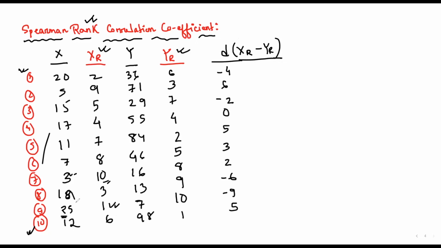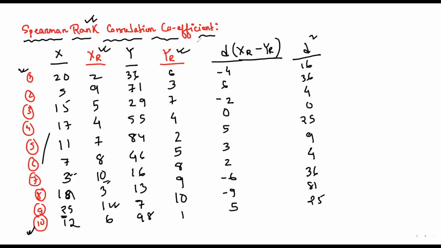Okay. So first we have calculated the ranks. How have we calculated the ranks? The highest value is rank 1, and then subsequent numbers. Similarly for Y also, we did the same. And then we found out the difference between these two ranks, and this is the value. Then we will calculate D square. Okay. So what is D square? It is 16. This is 36. It is 4. It is 0. It is 25. It is 9. It is 4. It is 36. It is 81. It is 25. So we calculate D square as well.